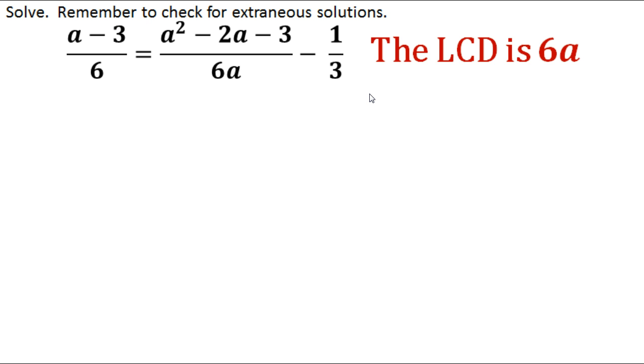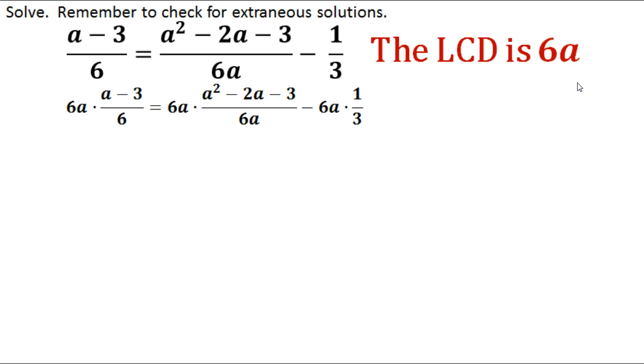Now that we've determined what the lowest common denominator is, we're going to multiply each one of these three parts right here by that lowest common denominator, 6a. That's all I did: I took this (a minus 3) over 6, multiplied it by 6a, and I took this second part, a squared minus 2a minus 3, and multiplied that by 6a. And finally this 1/3, I multiplied that by 6a. And you'll see why we want to do this. The whole goal of this is to get rid of these fractions, get rid of this denominator altogether.